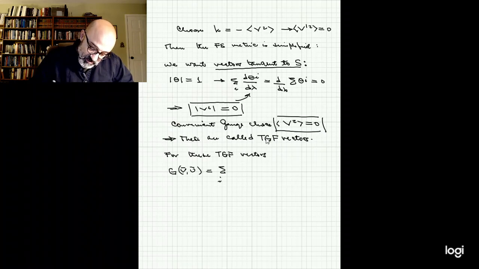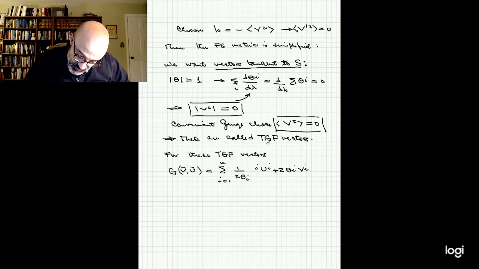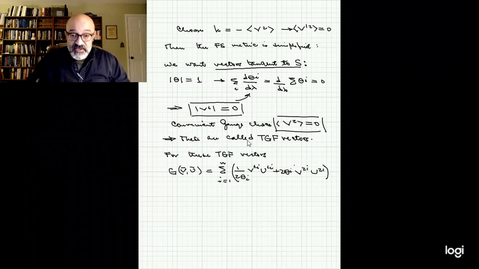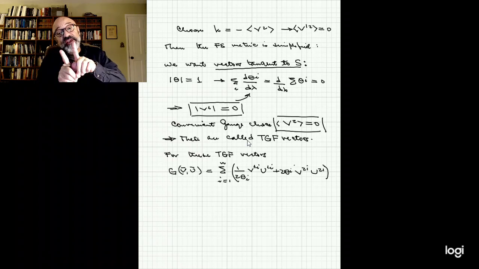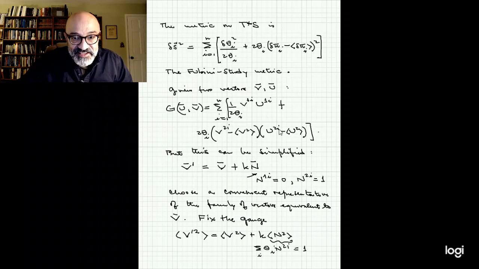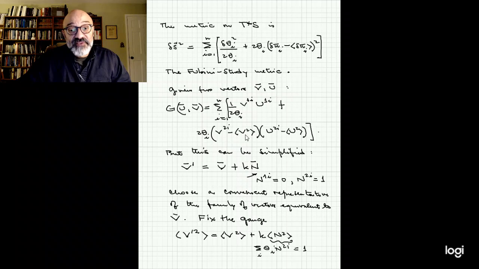is given by sum over I equals 1 to n of 1 over 2 theta I, v I u I plus 2 theta I v I, sorry, let me do this right. I forgot. These are the theta components first. So this is going to be v1I u1I plus 2 theta I v2I u2I. Very good. So that's the metric for TGF vectors. This gives you the metric for the whole ray. But if you compute it further, for the whole ray, it's going to be more complicated. It includes that additional piece. If you pick the TGF equivalent of those vectors, then you simplify it.